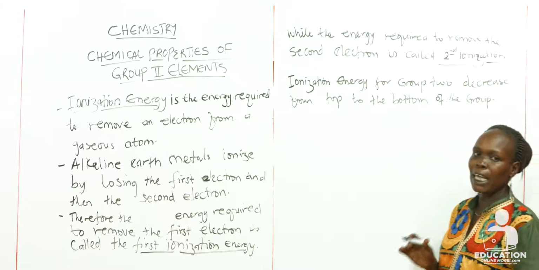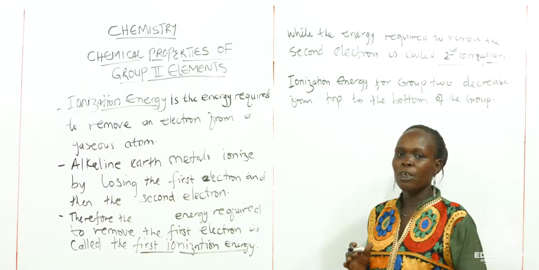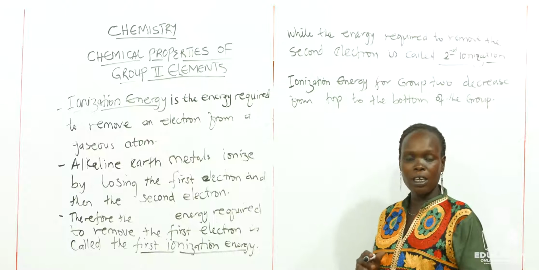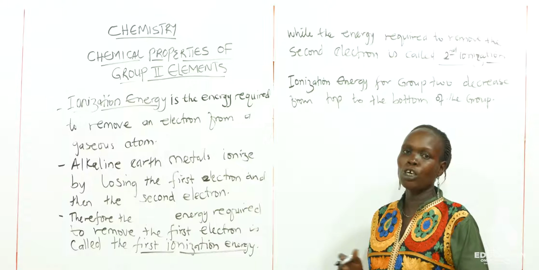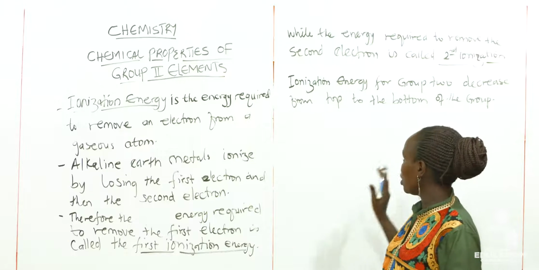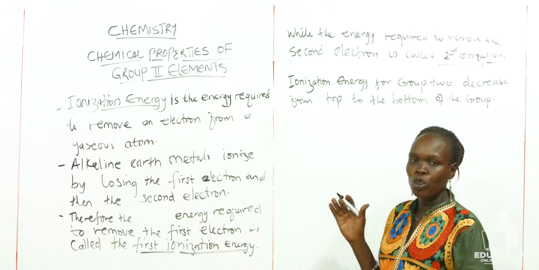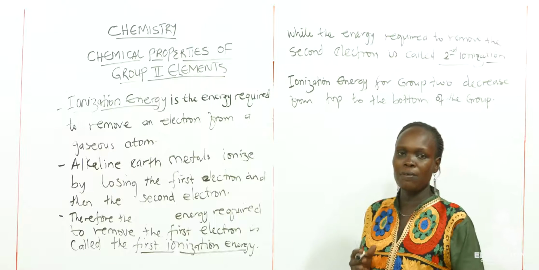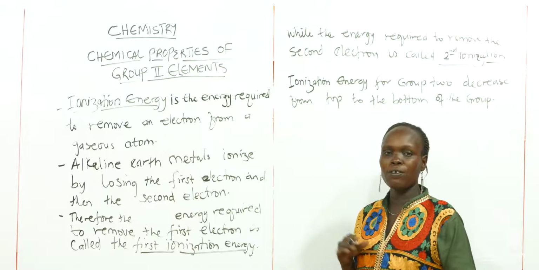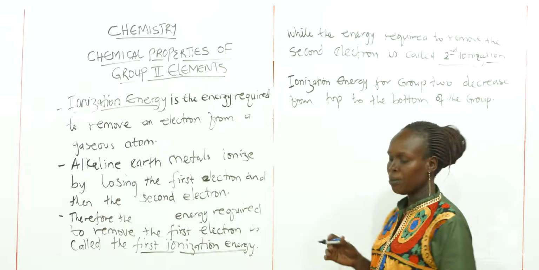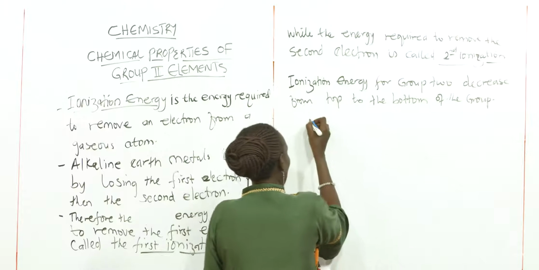We know that the first element in group 2 is known as beryllium. So beryllium will have the highest ionization energy compared to magnesium, and then magnesium will have higher ionization energy compared to calcium. So we see that this ionization energy decreases as we move from top to the bottom of group 2. It means the element below in the group has the least ionization energy, while the one up in the group is referred to as having the highest ionization energy.